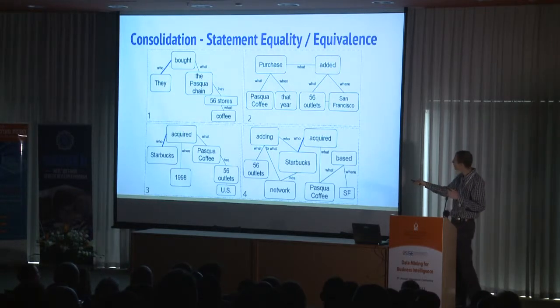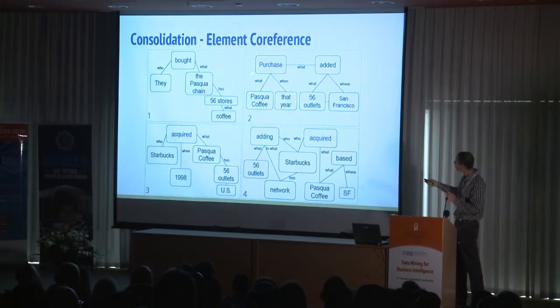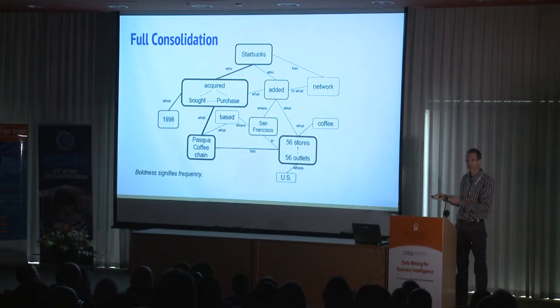So if we have these 3 edges, we just make them one edge. If we had these 4 nodes, we'll just collapse them into one node, and we'll end up with one big structure that actually captures all the information in the 4 original sentences.